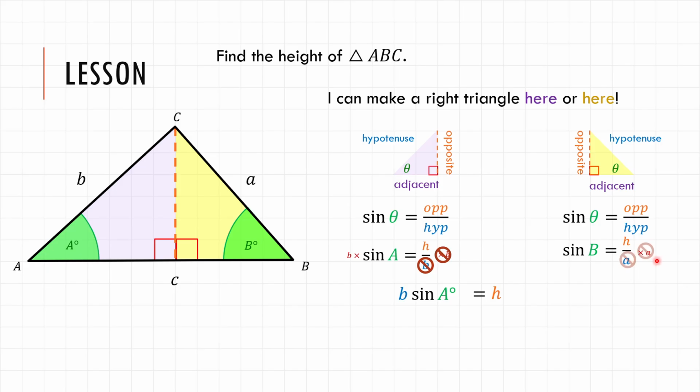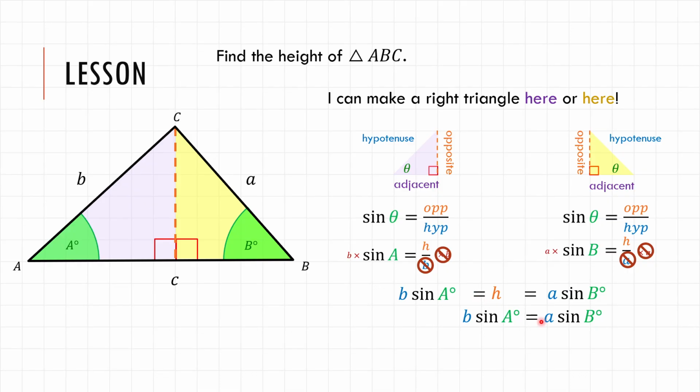If I multiply both sides by A, I'll find that another way to calculate the height is actually to take A and multiply it by sine of B. And one thing to notice here is that because both these two expressions are able to calculate the height, they are equal to the height, and they also must be equal to each other.